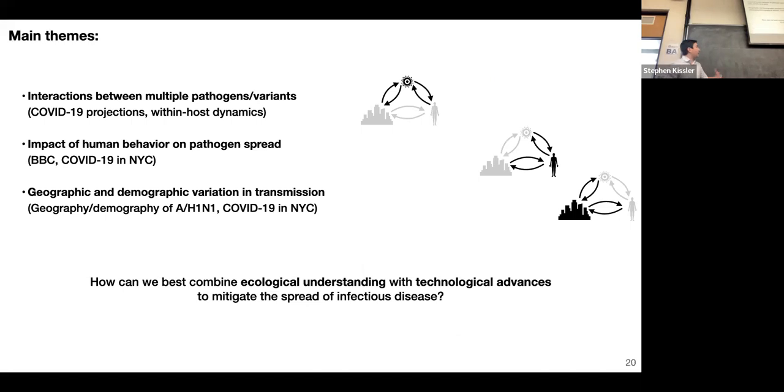So taking a quick step back, some of the themes that I've been really interested in are the interactions between pathogens, pathogen variants, and also different pathogens, the impact of human behavior on pathogen spread, and then how geographic and demographic variation affects transmission. So really looking again at these three different scales of disease spread, all aiming towards this question of how we can combine an ecological understanding of infectious disease with technological advances to limit the spread of infectious disease. So with that in mind, I'd like to take a few moments to talk about some of the future work that I'd like to do, and then maybe we can open it up to some discussion.